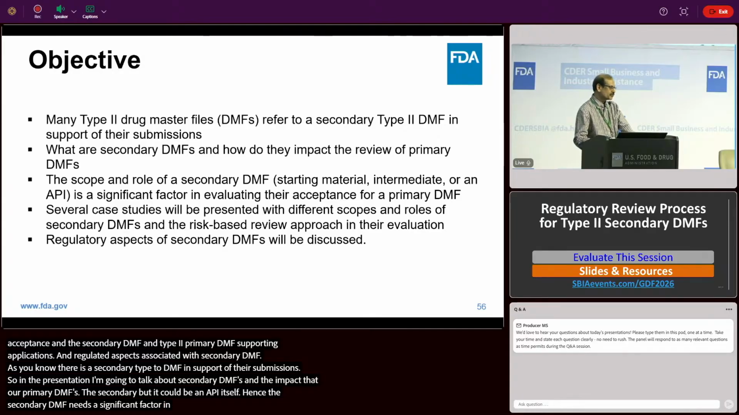I'm going to go through a few case studies with the different scopes and roles of secondary DMFs and the risk-based review approach in their evaluation. At the end, I'm going to touch on a few regulatory aspects of secondary DMFs.